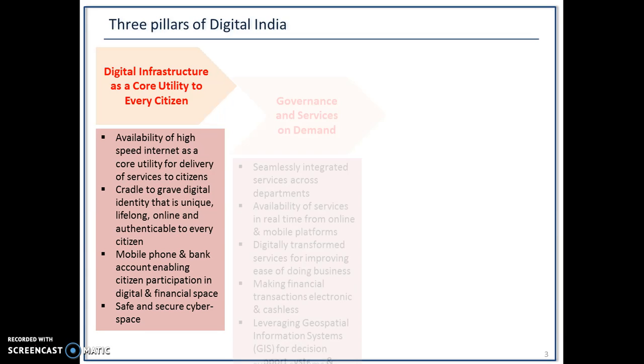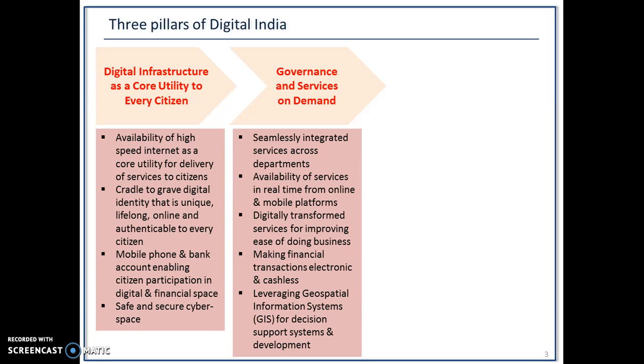So that is the idea. The next pillar is governance and services on demand. So seamlessly integrated services across government departments. So right now, if you have to apply for a passport, everything is online. You make an online passport application. The system automatically gives you a timing date. On that date and time, you go to the passport office, and your passport is produced.